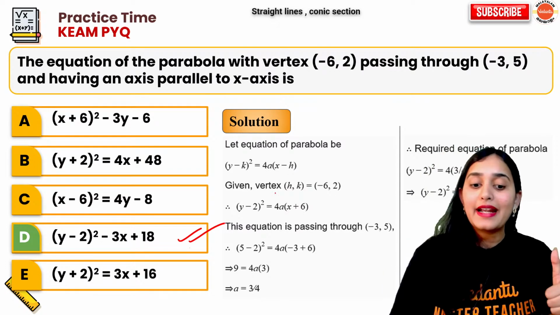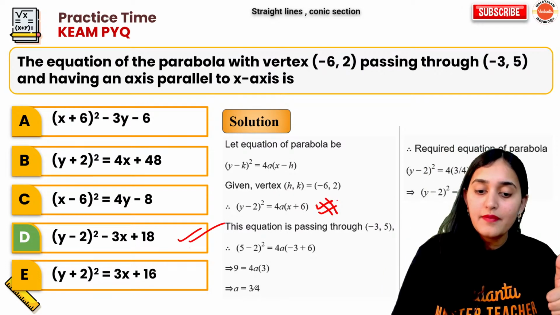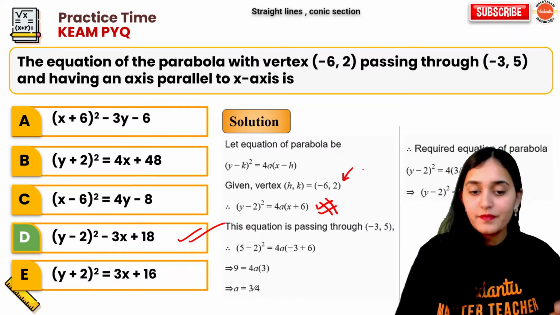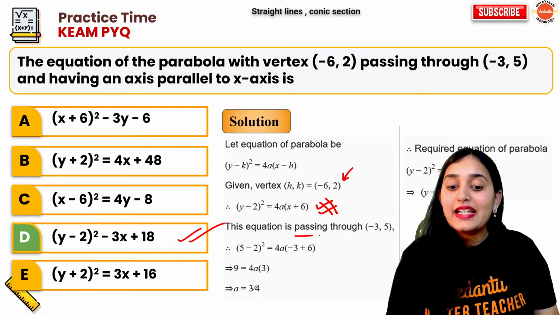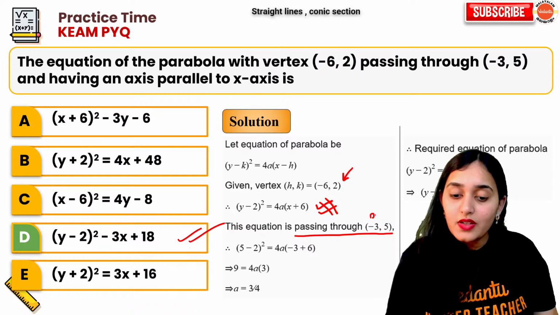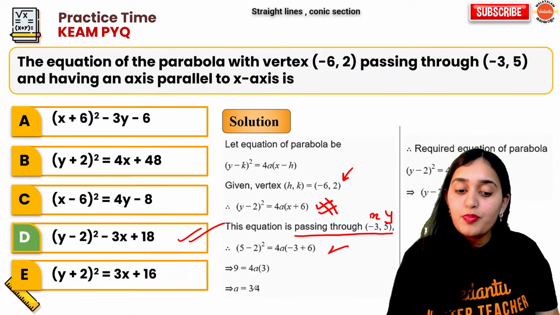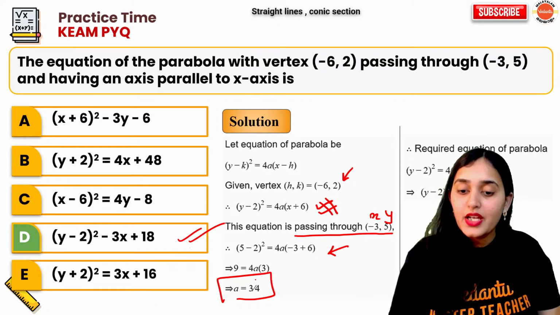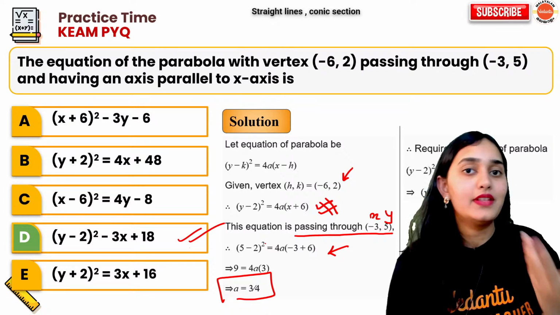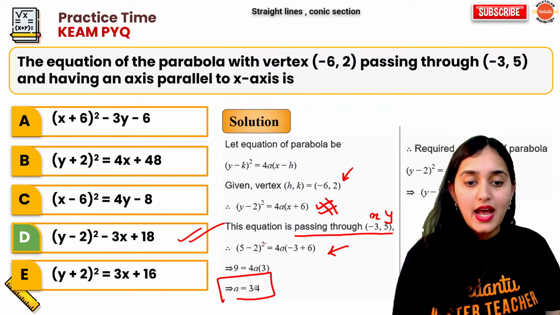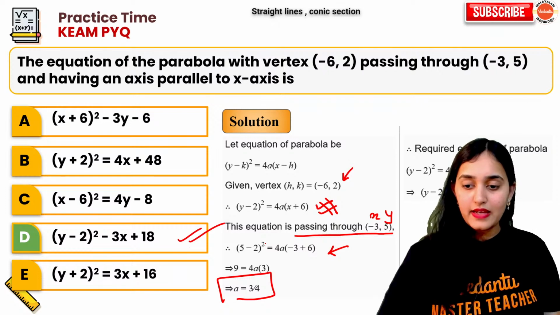First, you get the equation of the parabola because the vertex is given. Then they are saying it is passing through this point. So this will be x, this will be y. So you put x, y to get a. Once you have a, you have the equation of the parabola. Understood? Yes or no?